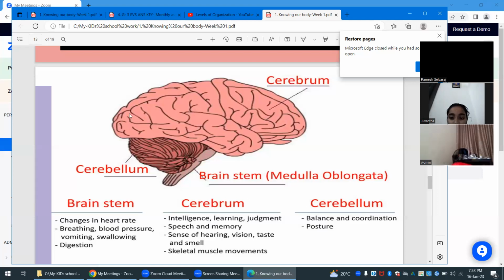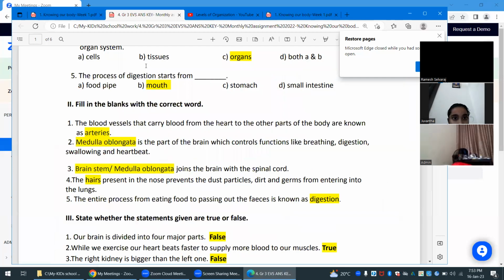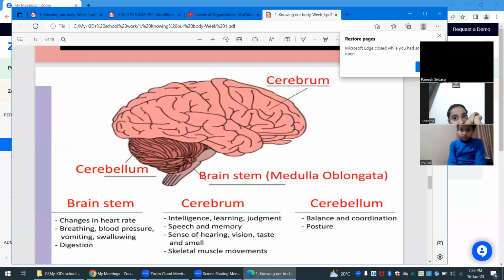Let's see something here. Medulla oblongata is part of the brain which controls functions like breathing, digestion, swallowing, heartbeat. This is the one I just wanted you to learn from this one. This brainstem, it helps in breathing, blood pressure, vomiting, swallowing, right? If someone is asking you what are the functions of brainstem, what would be your response?